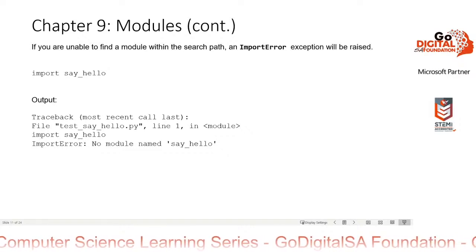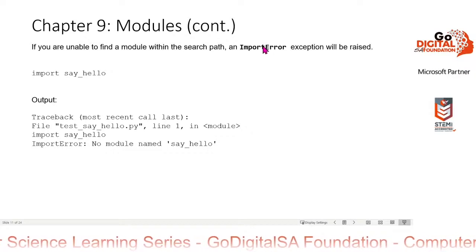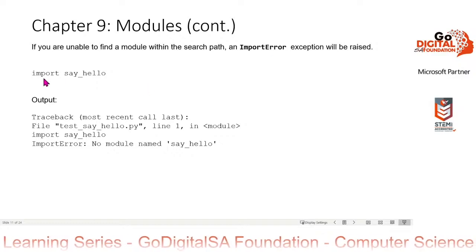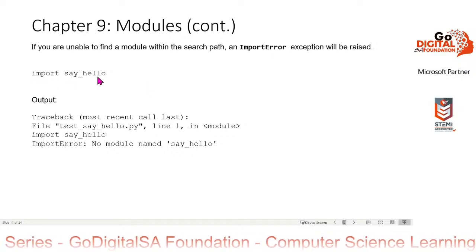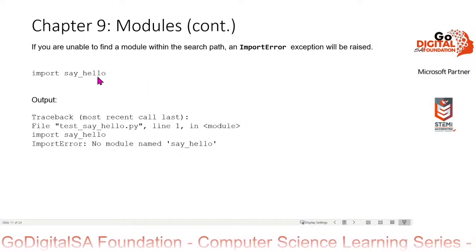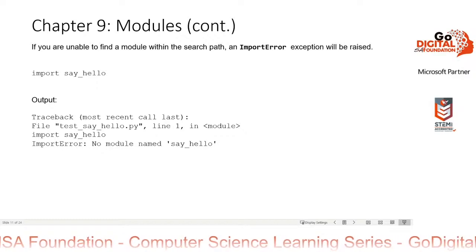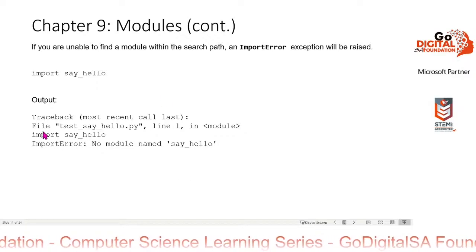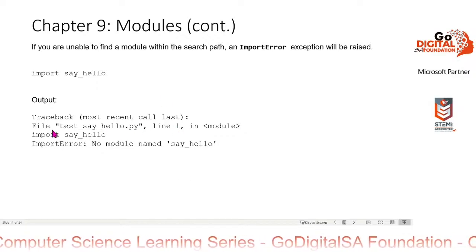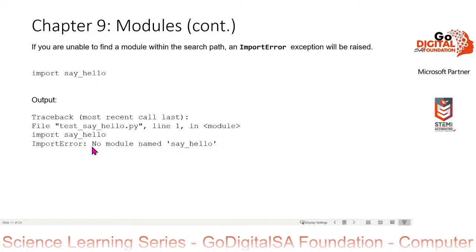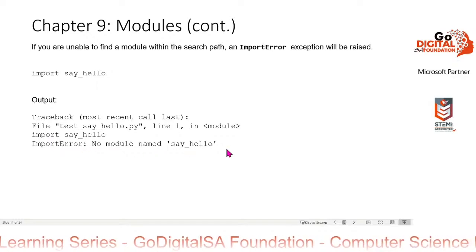If you are unable to find a module within the search path, an ImportError exception will be raised. So if you say import say_hello, and that module doesn't exist in any of those paths, then you will get Traceback, most recent call last. You get an ImportError: No module named say_hello.